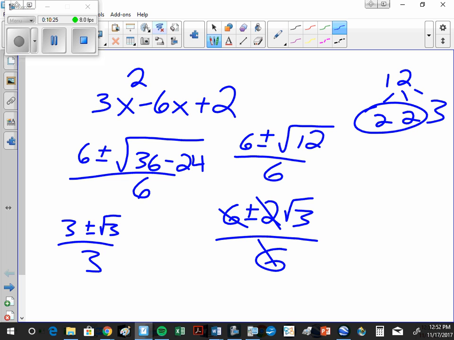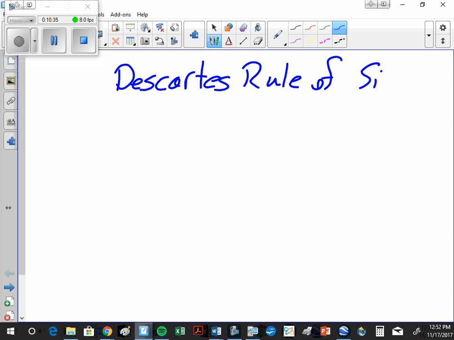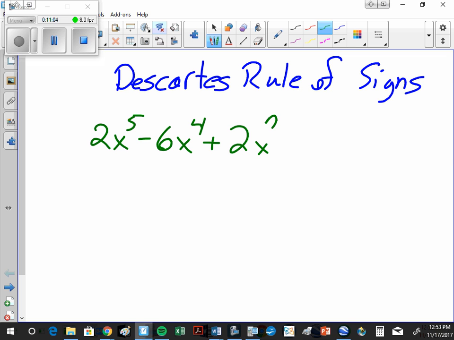Okay? But there's one more thing you need to know, and it is called Descartes' rule of signs. Descartes looked at a lot of polynomials and he figured out a way to tell how many times the graph hits the positive x-axis and how many times the graph hits the negative x-axis. And it's called Descartes' rule of signs, and it's not hard to do. So let's say I had 2x to the 5th minus 6x to the 4th plus 2x squared minus, oh, I missed one. Doesn't really matter, but minus 5x squared plus x minus 1.